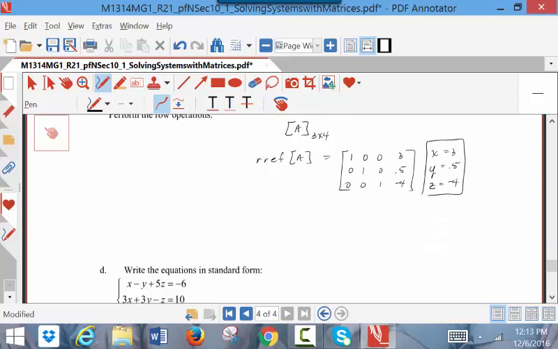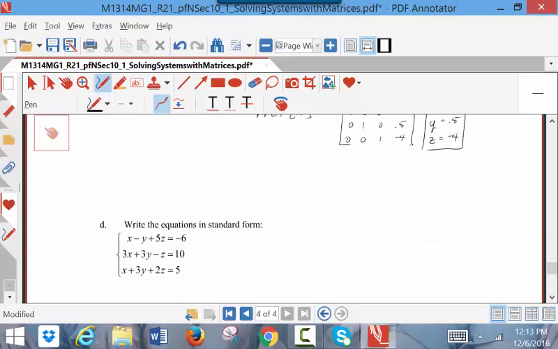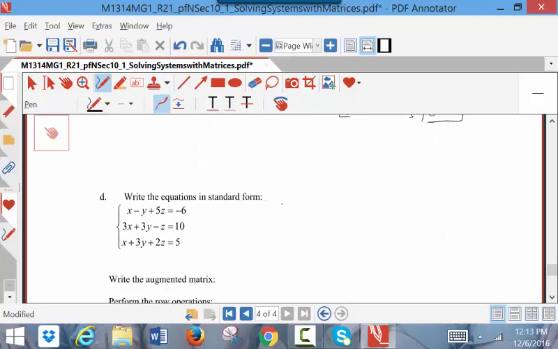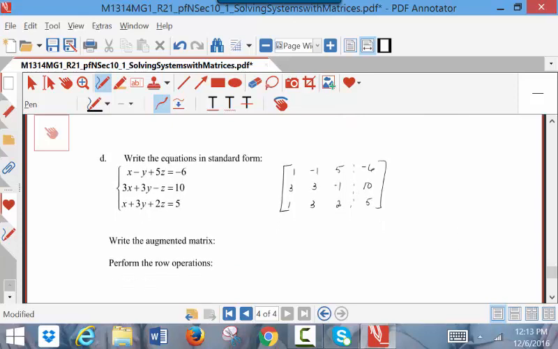Yay is right. Okay, so now if we want to practice it again, and we have just enough time to practice it one more time, let's look at this last example. My augmented matrix will be 1x, negative 1y, 5z, negative 6, 3x, 3y, negative 1z, 10, 1x, 3y, 2z, and 5. So this will be my matrix, and if you want to name this one matrix B instead of matrix A, you can, whatever you want. I think I'm going to stay consistent with matrix A.